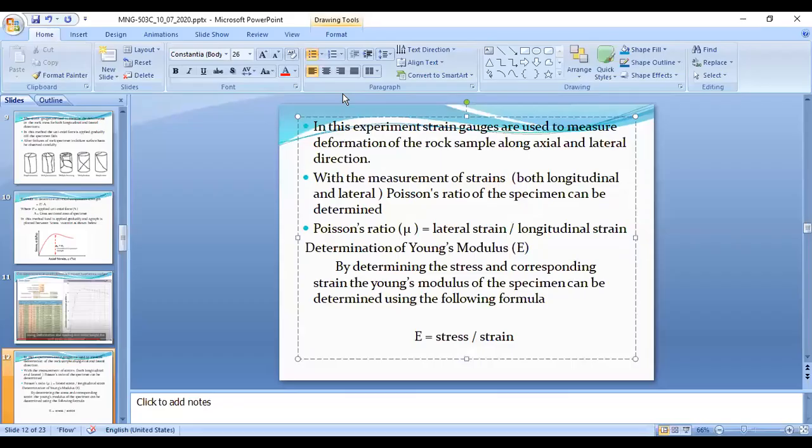Unconfined compressive strength. Okay, one second. Let me share a new one.